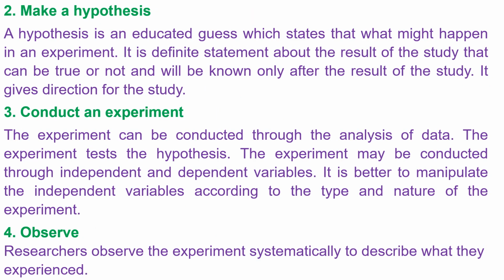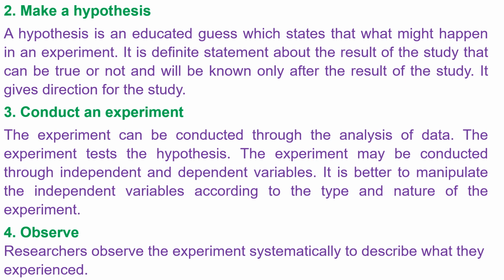2. Make a hypothesis. A hypothesis is an educated guess which states what might happen in an experiment. It is a definite statement about the result of the study that can be true or not and will be known only after the result of the study. It gives direction for the study. 3. Conduct an experiment. The experiment can be conducted through the analysis of data. The experiment tests the hypothesis. The experiment may be conducted through independent and dependent variables. It is better to manipulate the independent variables according to the type and nature of the experiment.